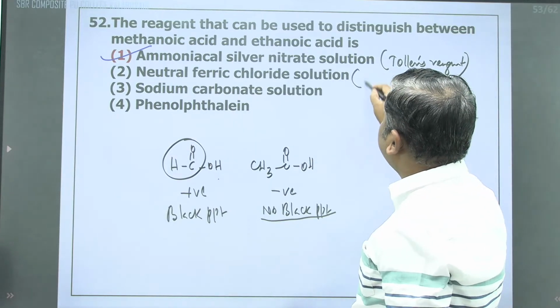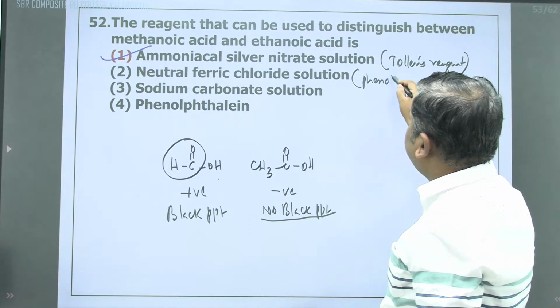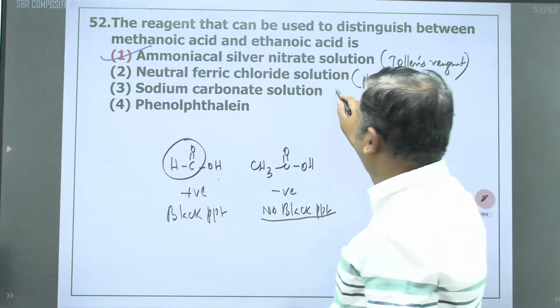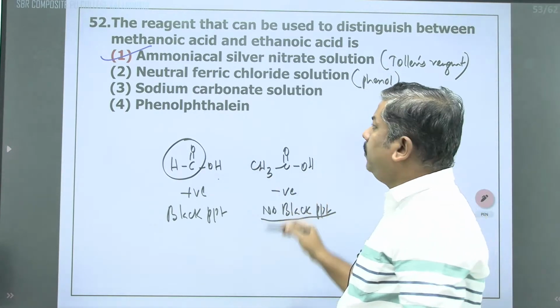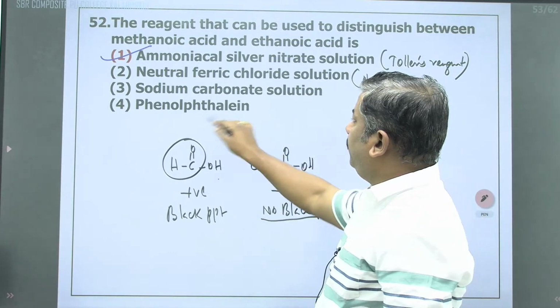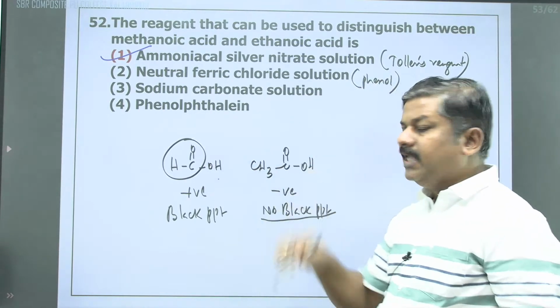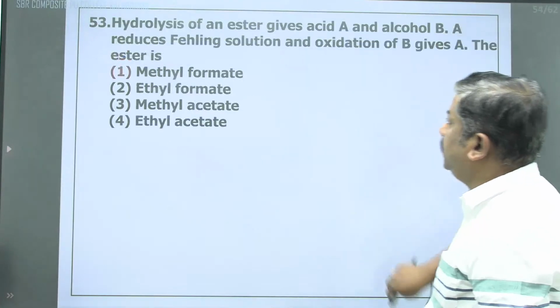Neutral ferric chloride is applicable for distinguishing phenol and other compounds. Sodium carbonate: both will answer for sodium carbonate, both will liberate carbon dioxide. Phenolphthalein can be used only as an acid-base indicator. So the first option is correct here.